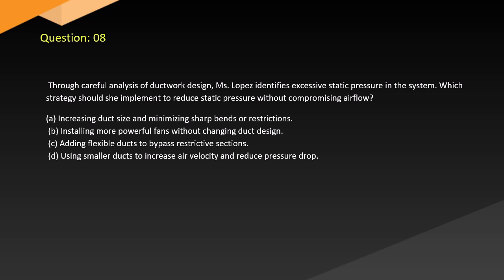A. Increasing duct size and minimizing sharp bends or restrictions. B. Installing more powerful fans without changing duct design. C. Adding flexible ducts to bypass restrictive sections. D. Using smaller ducts to increase air velocity and reduce pressure drop.